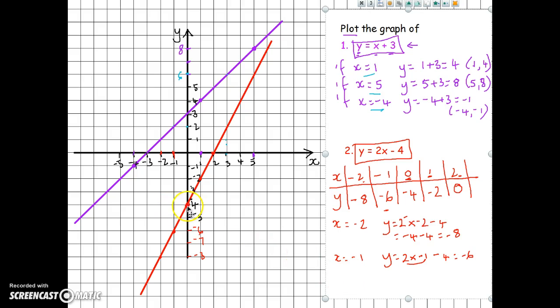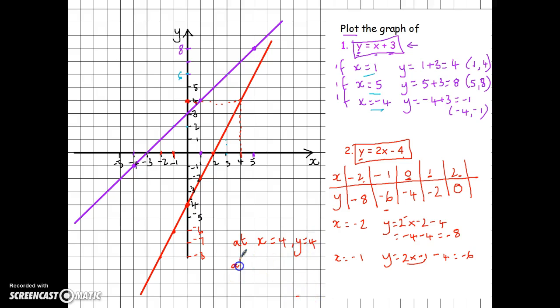And this red line just represents all the points where the y value is 2 times the x value, take away 4. Anywhere on this line, it represents that. So if I wanted to know what the value of y was when x equals 4, now I haven't found that in my table, but here's x equals 4, I could just transfer up until I hit the line, go back across. I know at x equals 4, y also equals 4.